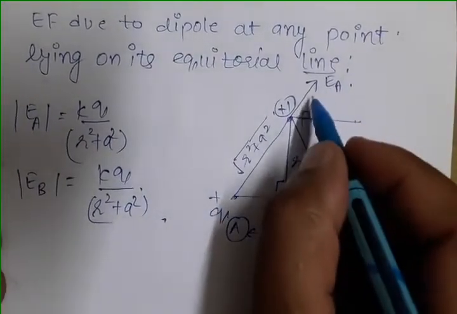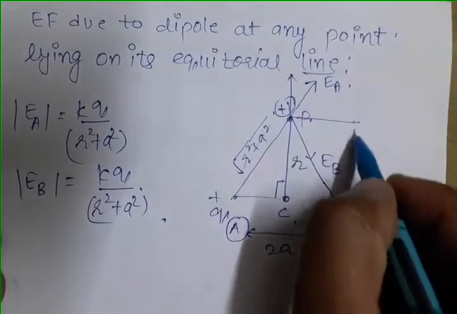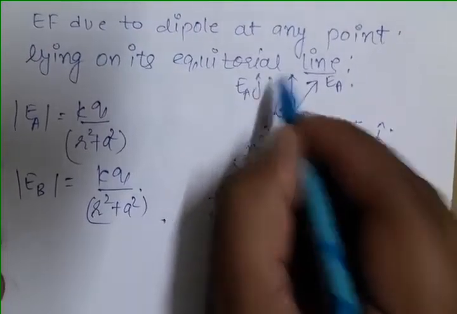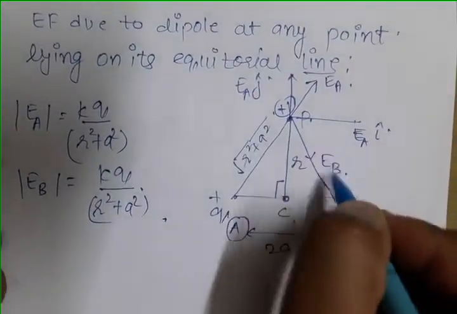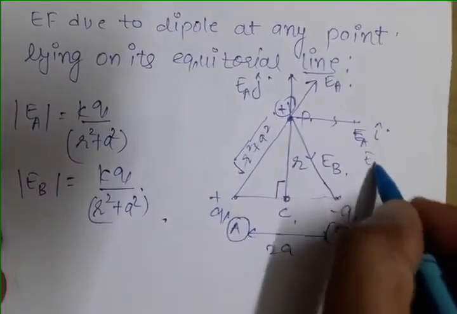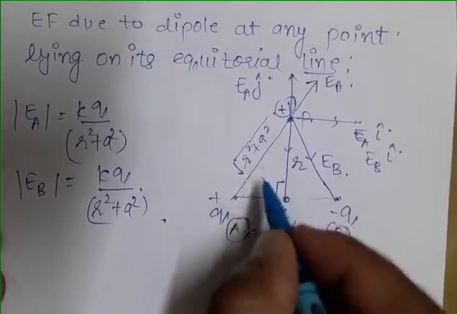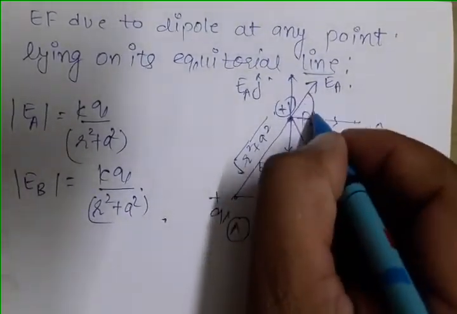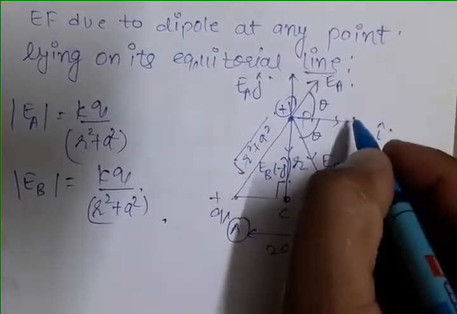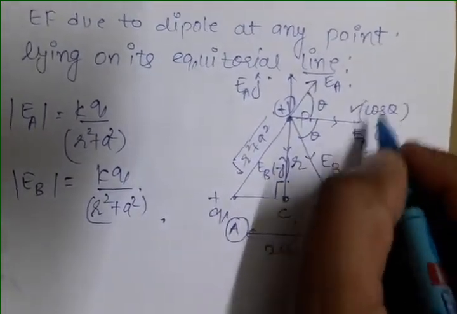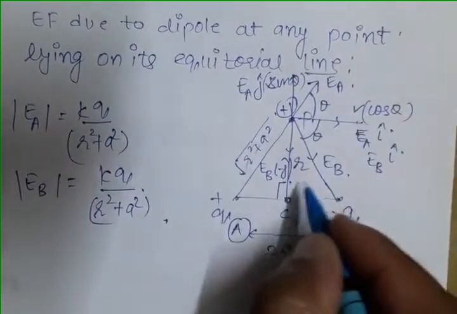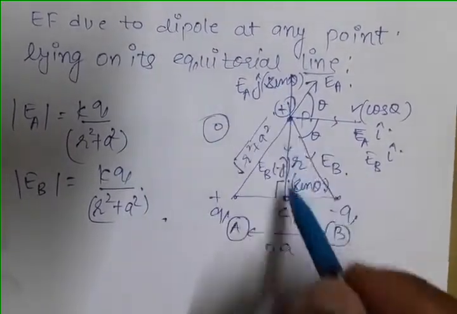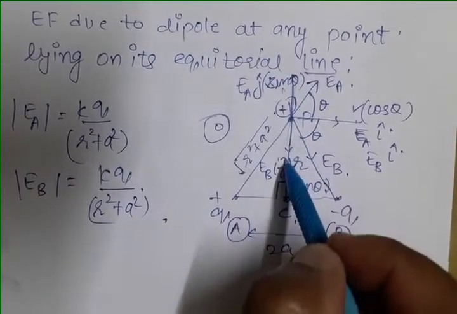If I resolve these two components, one will be EA along i cap, EA along j cap. Similarly, this EB, this side will be EB i cap and this side will be EB minus j cap. Or you can say if this is theta, this is also theta. Resolving the two components, this side will be cos theta and this side will be sin theta, and this side is also sin theta. But if you add this, the answer will be 0. The magnitude is the same but the direction is opposite.